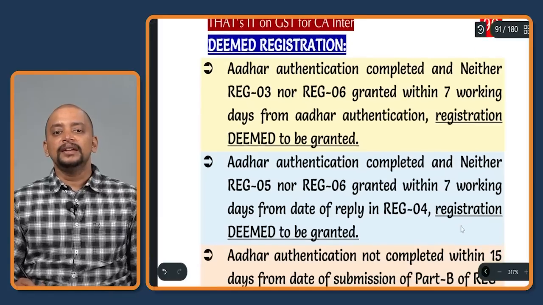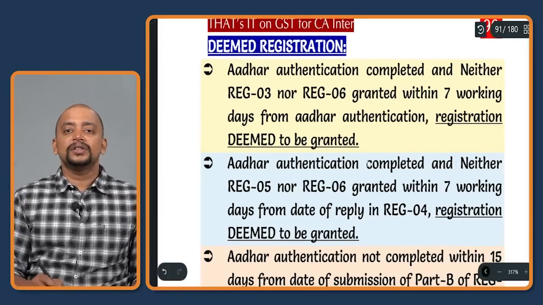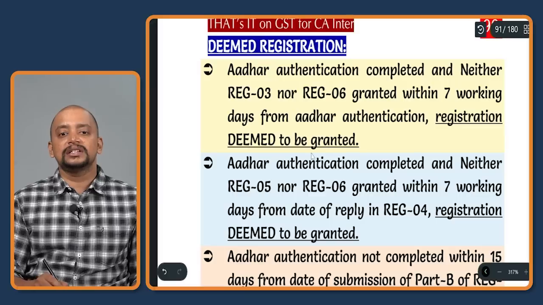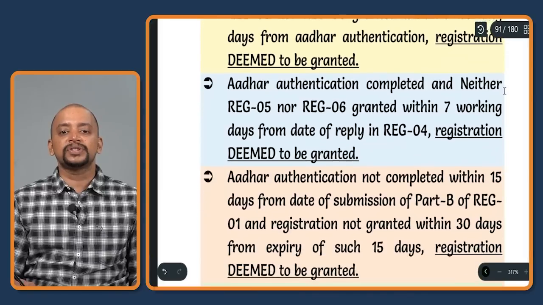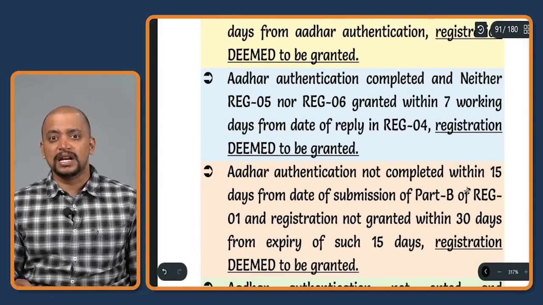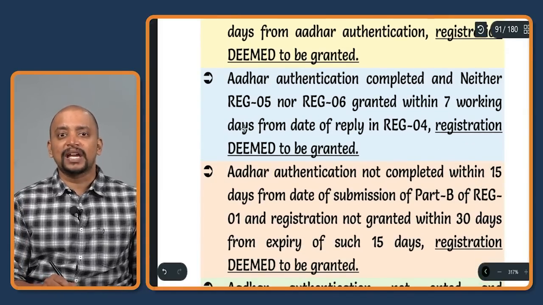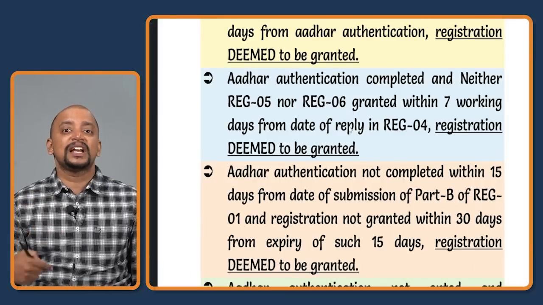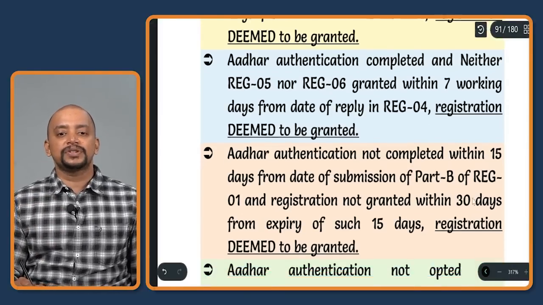Okay. Then deemed registration. What is this? Aadhaar authentication completed means application is filed. Neither REG3 nor REG6, that is neither notice nor certificate within 7 working days, deemed registration. Aadhaar authentication completed, neither REG5 nor REG6. REG5 is rejection of application, REG6 is certificate of registration within 7 working days from the date of reply. So then also deemed registration.